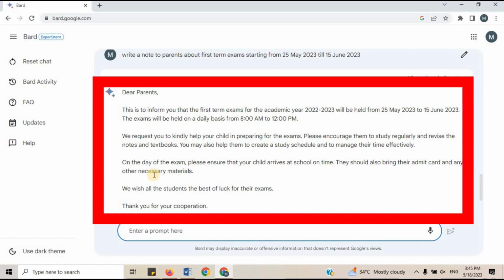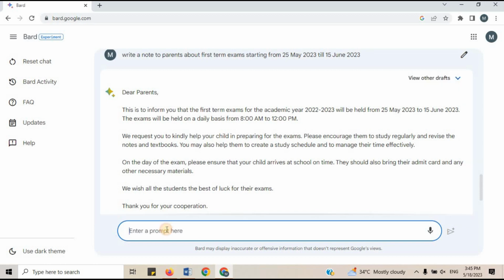On the day of the exam, please ensure that your child arrives at school on time. They should also bring their admit card and any other necessary materials. We wish all the students the best of luck for their exams. Thank you for your cooperation. Google Bard has written a note to parents in a professional manner.